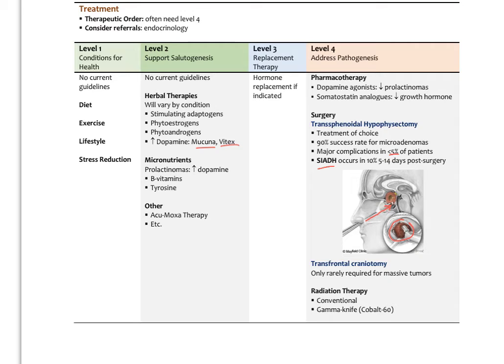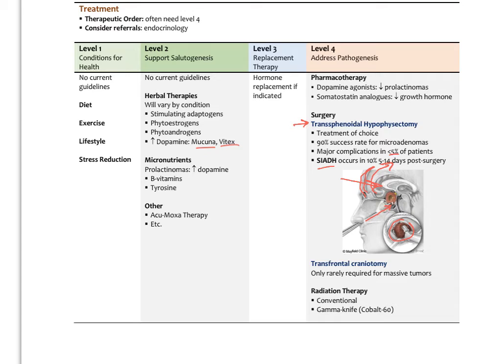For larger tumors that have a lot more invasion of the local structures, there's a technique known as the transfrontal craniotomy. They actually remove the entire frontal bone and they go in this way to remove the tumor. They have to peel up the frontal lobe and go in that way. As you can imagine, this has a lot more complications and a lot less of a success rate. So the real treatment of choice, especially now with better technology, is to do the transsphenoidal approach.